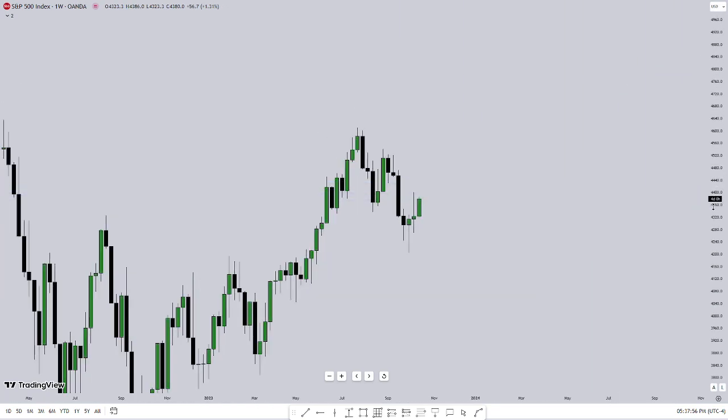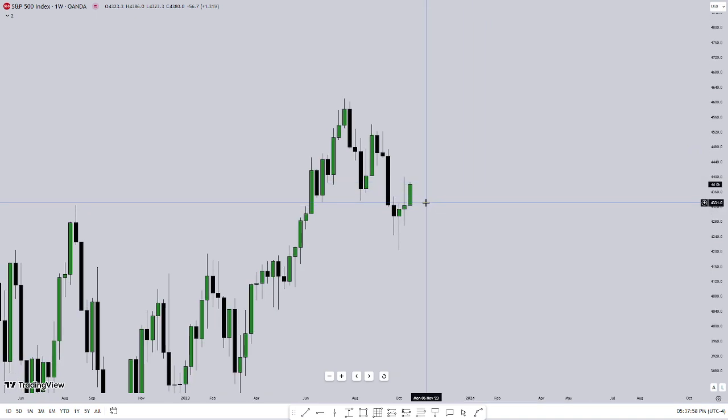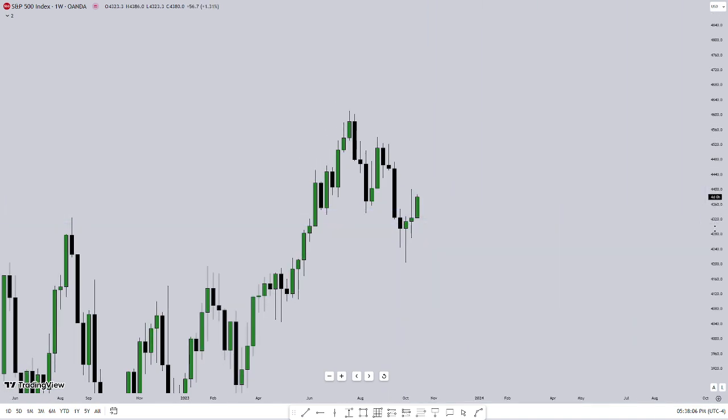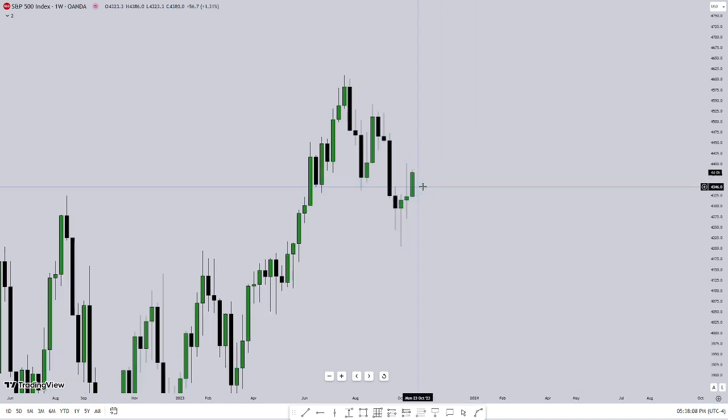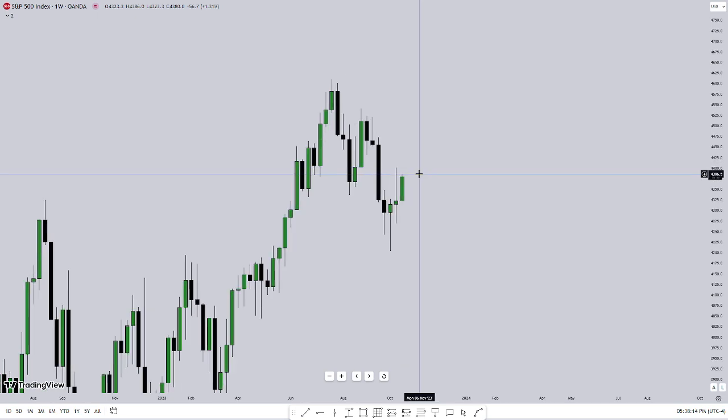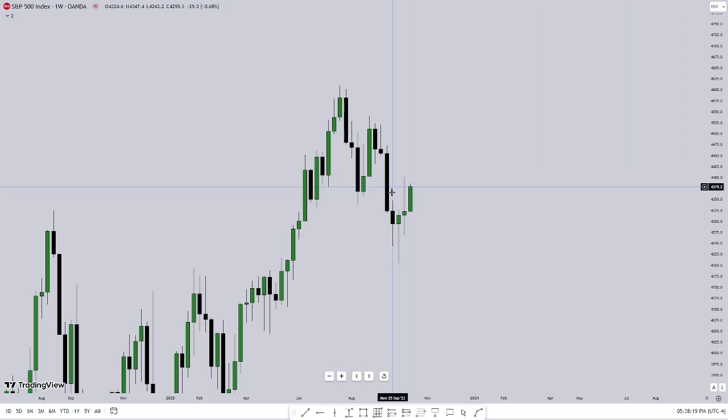I would have liked to see an open under this high and maybe a close down here. If you look, this is the first week right here that we had such a big move up into this week's high that it is very concerning. It's a very bullish move up already, even though we want it to be bearish.